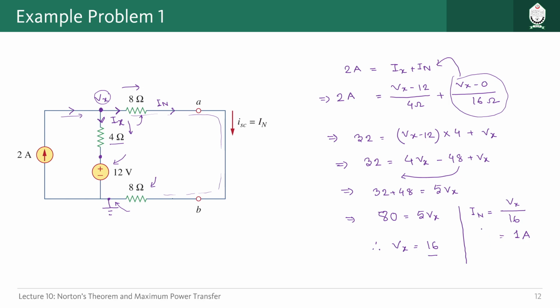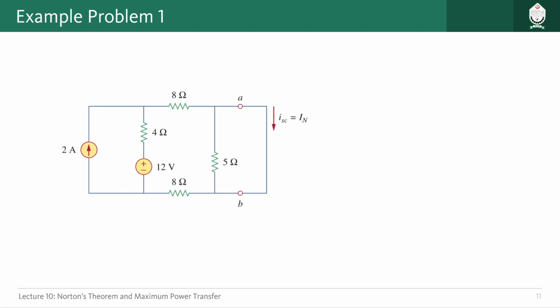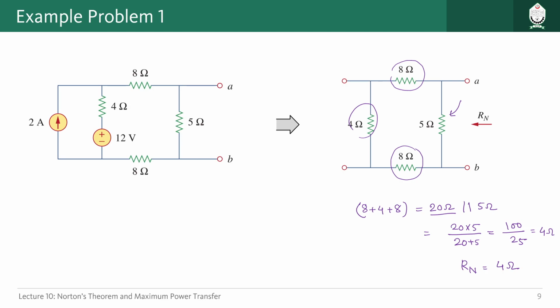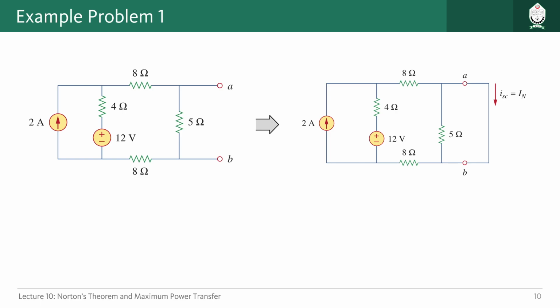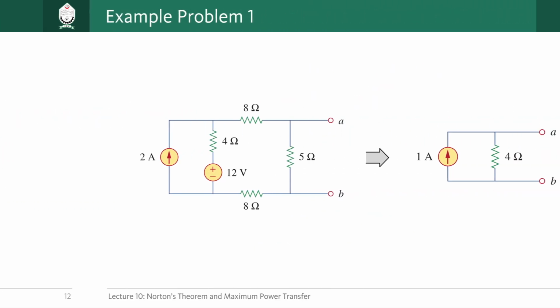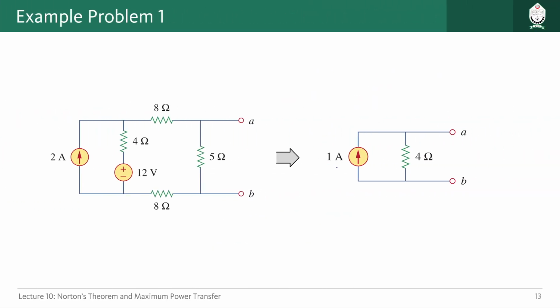So we have found out the value of In, which is 1 ampere, and previously we also found out the value of equivalent resistance here, I think, which was 4 ohm. So now we can actually form the equivalent circuit, Norton equivalent circuit, from this calculation. So that should be looking something like this. So this is the current In, or Norton current, and in parallel we have this equivalent resistance, which is Rn. So this whole circuit, this total circuit, is represented by just one current source in parallel with a resistor.